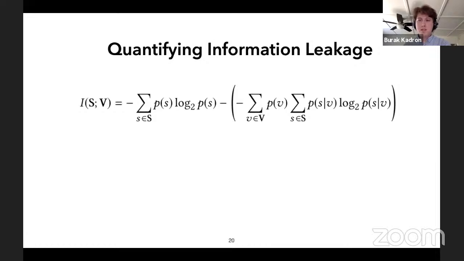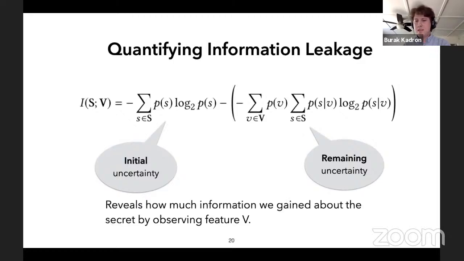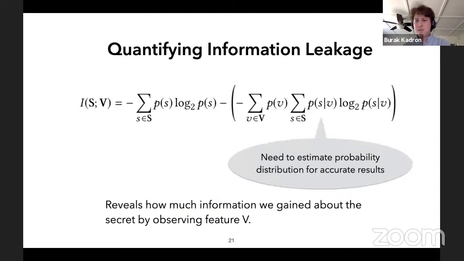So to quantify information leakage, we use Shannon entropy, which denotes the initial uncertainty, which is only defined using the terms of probability distribution of secret, and remaining uncertainty, which means the uncertainty we have after observing the feature value, observable value, and the difference of that reveals how much information we gain about the secret by observing feature B. And to accurately estimate this, we need to estimate this probability distribution, or the inverse of it, P of V given S.